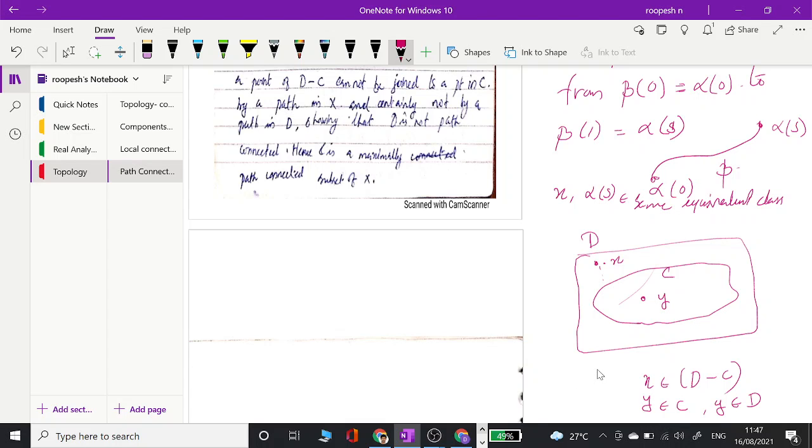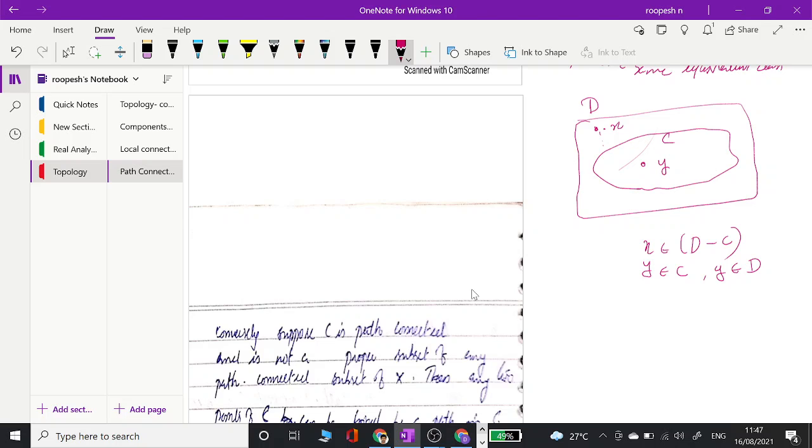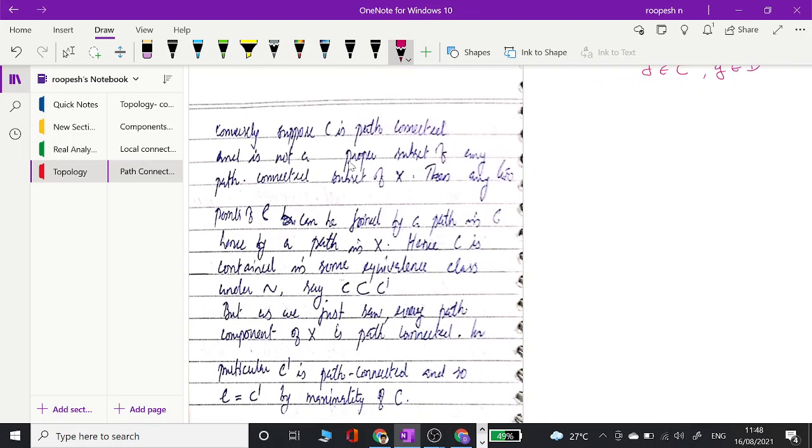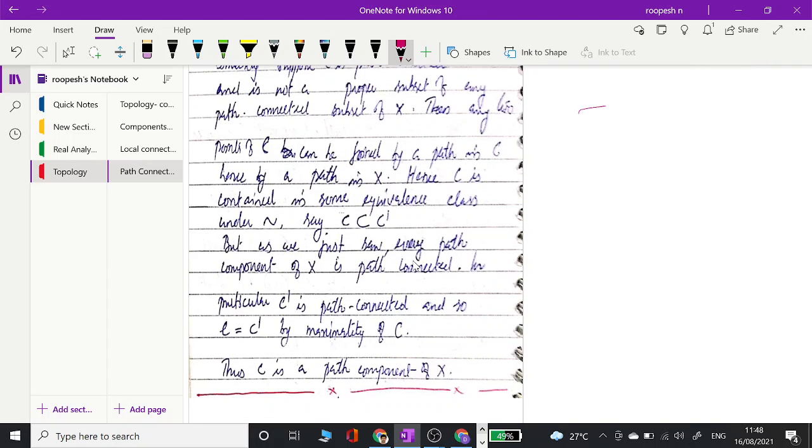So we have proved that the path components are path connected, right? And it is the maximal one. Now conversely, suppose C is path connected and it is not a proper subset of any path connected subset of X. That means it is maximal, right? Then any two points of C can be joined by a path in C, hence by a path in X, right? Since inside X we have C.